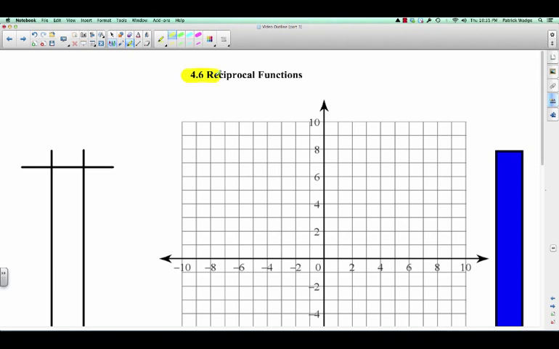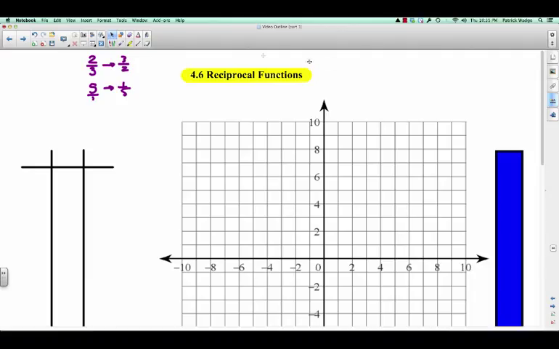Section 4.6 is on reciprocal functions, and we're going to do this over 2 days. I guess the first thing we should do is remind you what a reciprocal is, though I suspect you remember. What's the reciprocal of 2 over 3? 3 over 2, right? What's the reciprocal of 5? 1 over 5. How come? Because 5 is the same as 5 over 1. Reciprocal, you're just flipping it over, right?